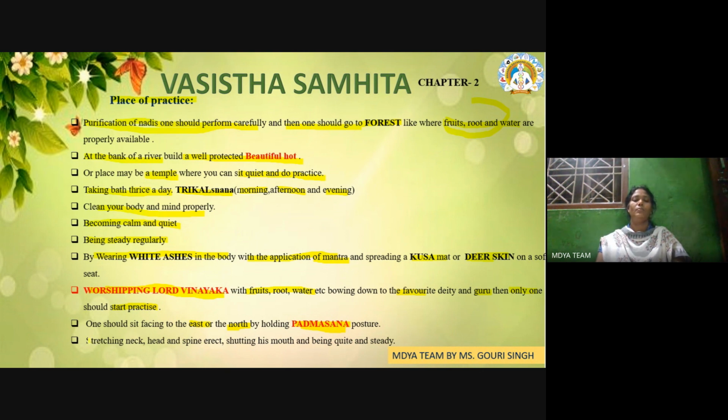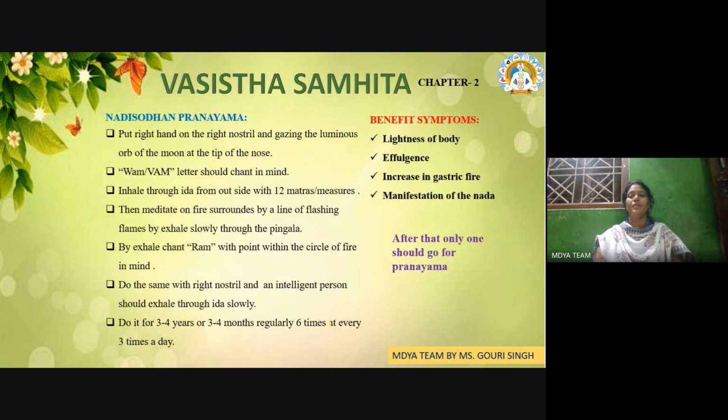And when you start your practice, stretch your neck, head, and spine erect, shut your mouth, and be quiet and still. As we know, whenever we are doing any sadhana, you have to sit with your back straight, head, neck, and spine erect, and your mouth closed. Quietly and steadily you have to do the sadhana. That is discussed here according to Vasishtha. Then only the Nadisudhi pranayam is done, when you sit in Padmasana. Then start practicing the Nadisudhi pranayam.